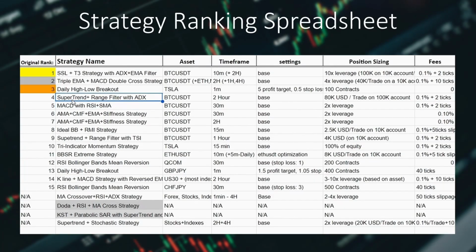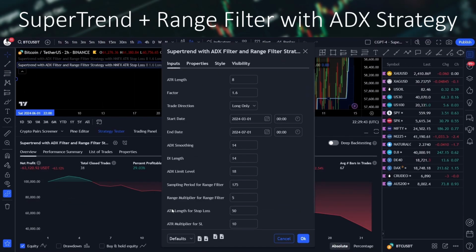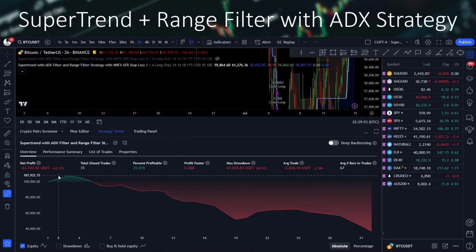The next one is the super trend plus range filter with the ADX for BTC USDT 2 hour chart with fees included. Let's see. Here's the script. It is set to the last 4 months. And the properties tab. Well, this one is one of the worst of all. Negative 63% net profit and 64% maximum drawdown.